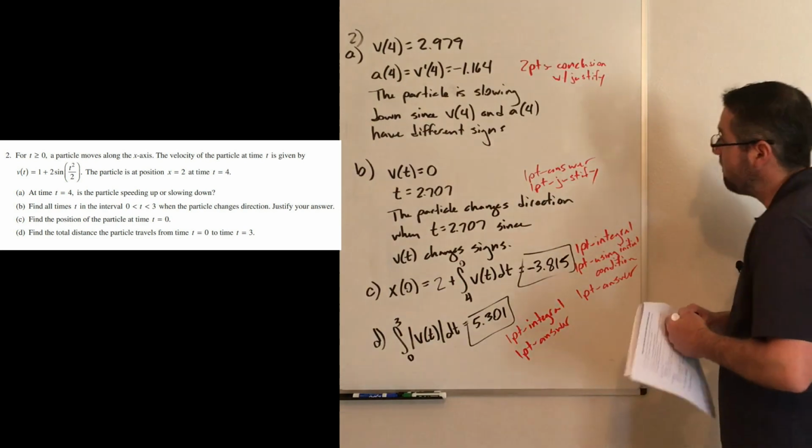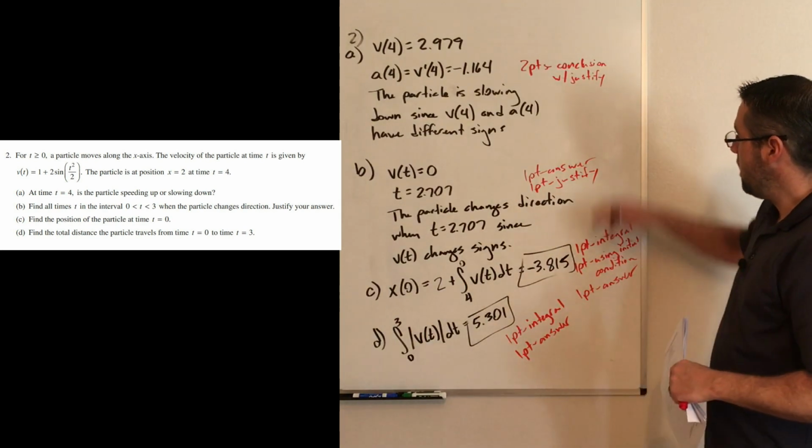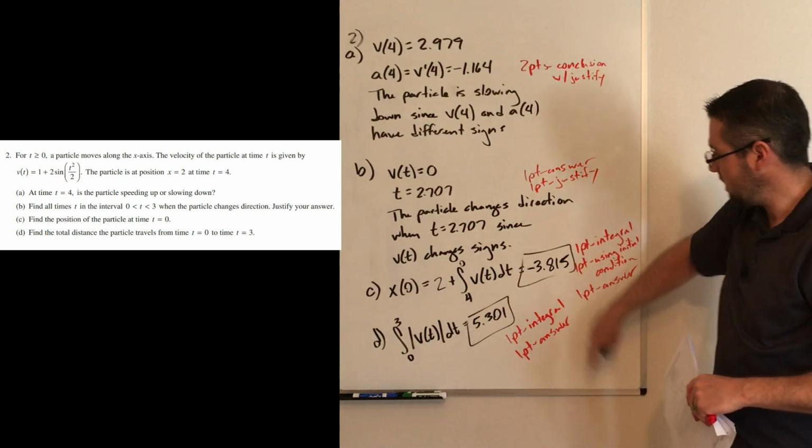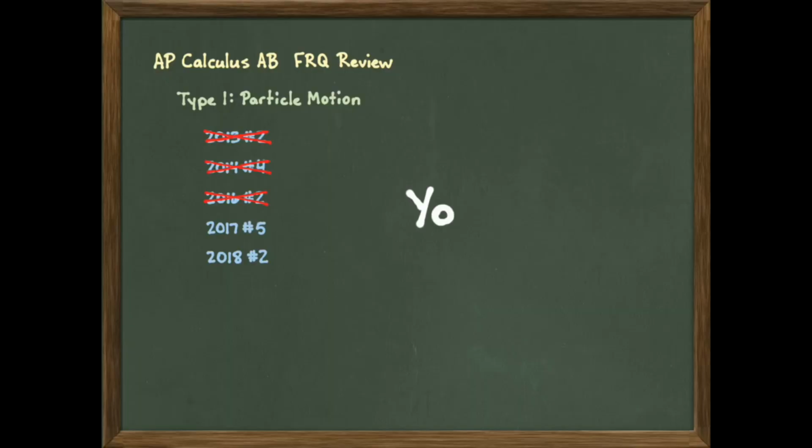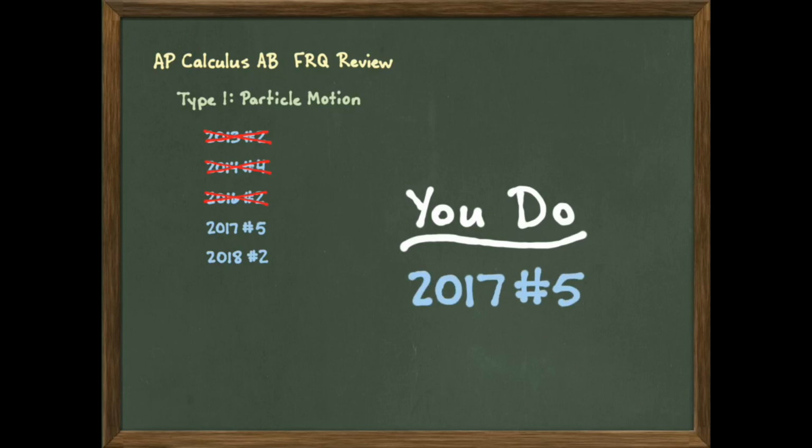So again, every FRQ is worth 9 points. Go ahead and grade this. Be honest when you're grading it, and then go ahead and input your answers for the last 2 problems, question number 4 on 2014 and question number 2 on 2016 into Socrative, so we can see how you're doing. And then I'll see you again next time.